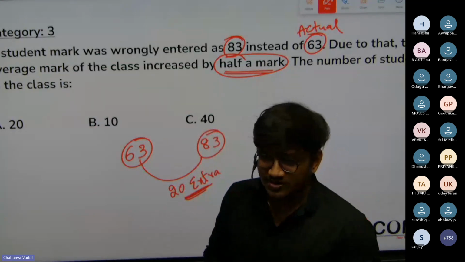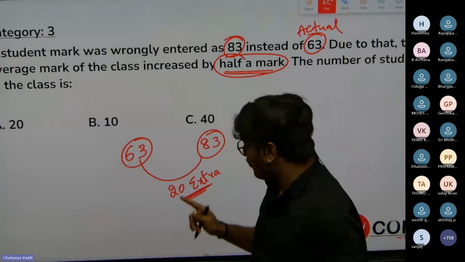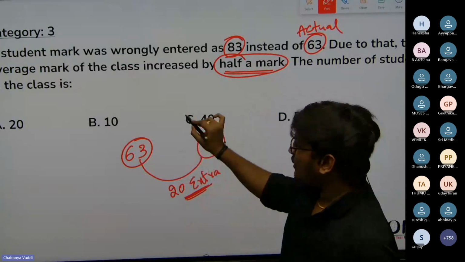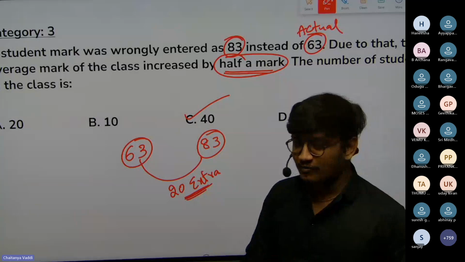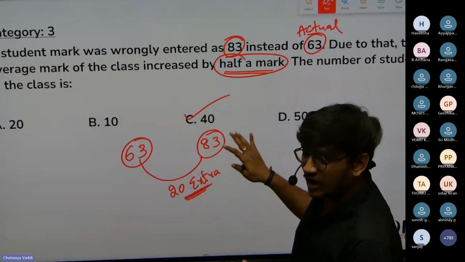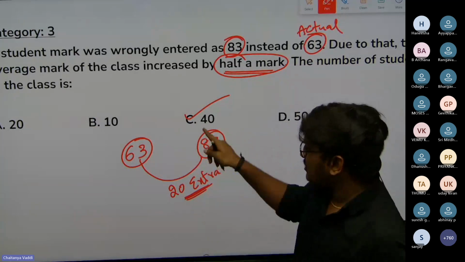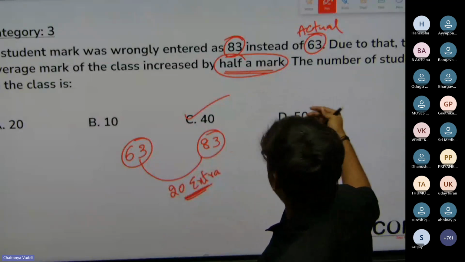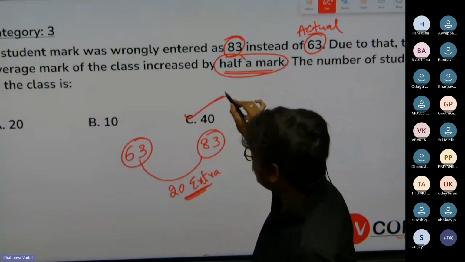If I have 10 chocolates, 20 halves we will get. If I have 20 chocolates, 40 halves we will get. Indirectly, how many students are there in the class? 40, because we can make 40 halves with these 20 extra chocolates. So 40 students are there in the class.